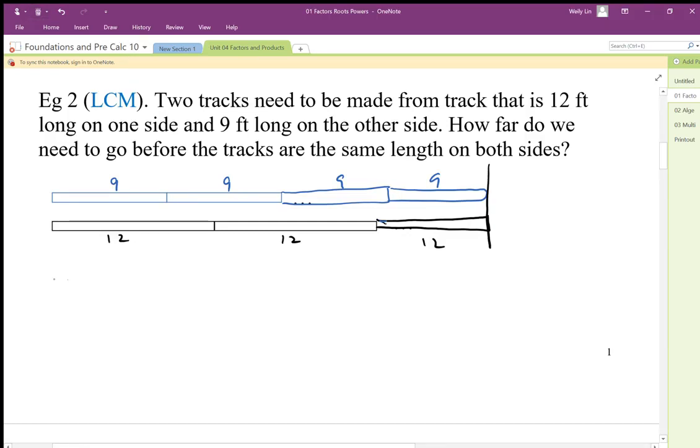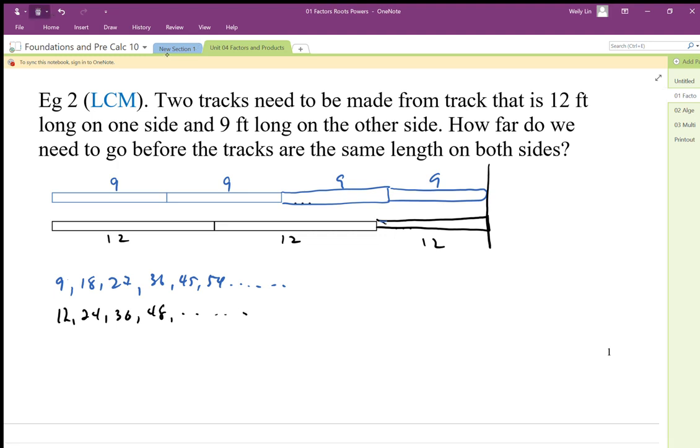So we can start with 9, 18, 27, 36, 45, 54, and we can just keep going with that list. We can make another list of 12, 24, 36, 48, and we can see from our list that we have a common 36. That's the first time it's common.